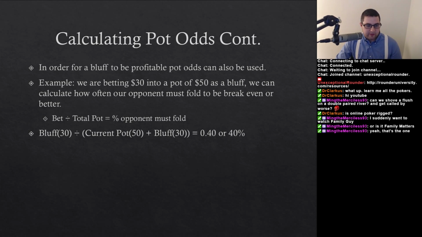So as you can see, we've got the equation here. The bluff, which is 30, divided by the current pot, plus the bluff, equals about 40%. All right, does anyone have any questions before we move on? And we're going to go through a couple examples, actually. So if you have questions, these examples should clear it up a little bit.